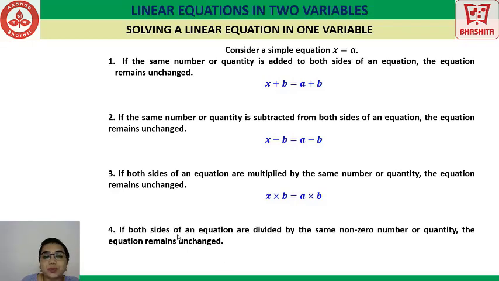Okay, next let us perform division. If both sides of an equation are divided by the same non-zero number or quantity, the equation remains unchanged. That is, if we take a number b and use that to divide on both sides of the equation, x divided by b is equal to a divided by b. This is the condition. Here we are considering b to be a non-zero number. So these are some of the rules that you need to remember while you solve an equation.